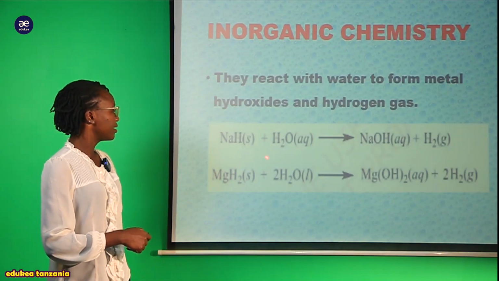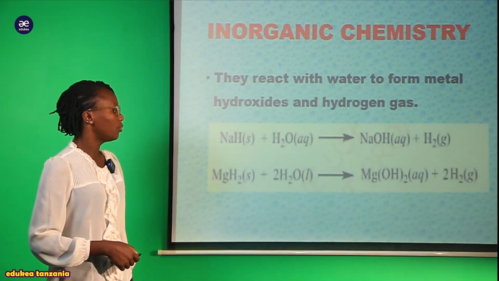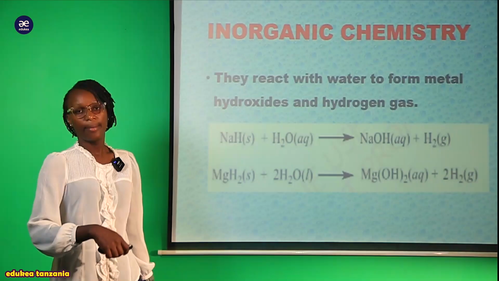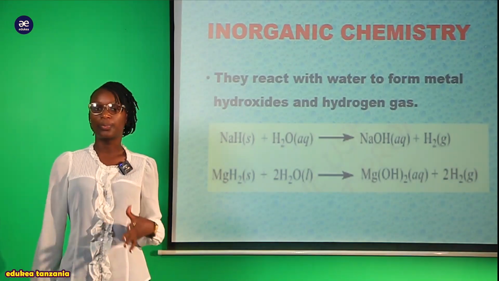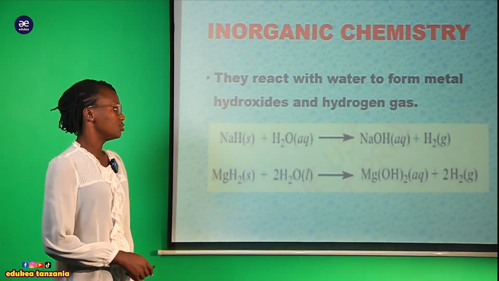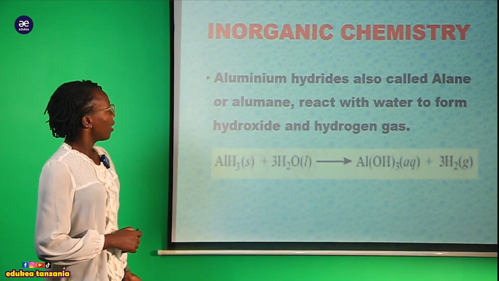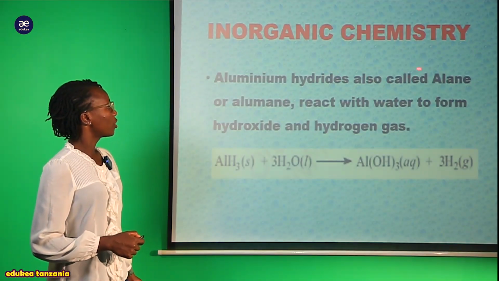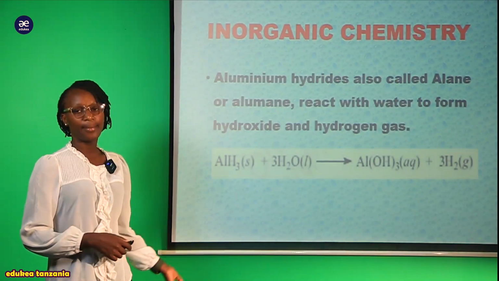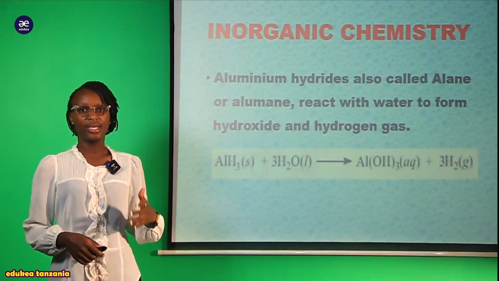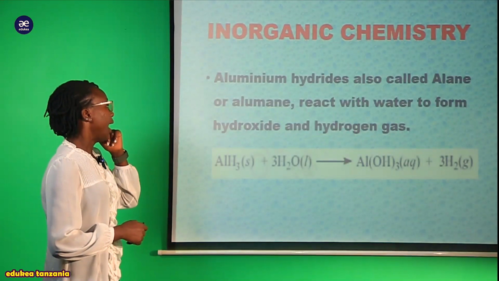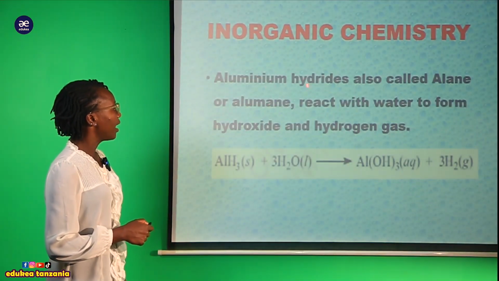Also we have magnesium hydride here plus a water molecule. We are going to have magnesium hydroxide, but also we are going to produce hydrogen gas as usual. It says that aluminium hydride is also called alane, sometimes also called alumane.